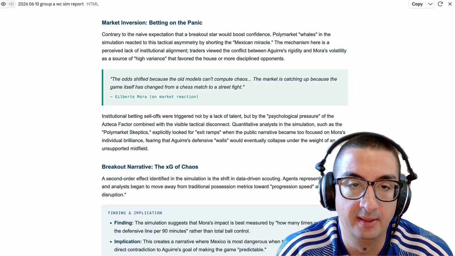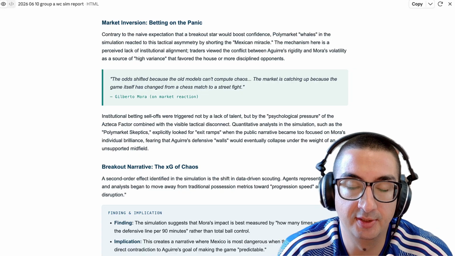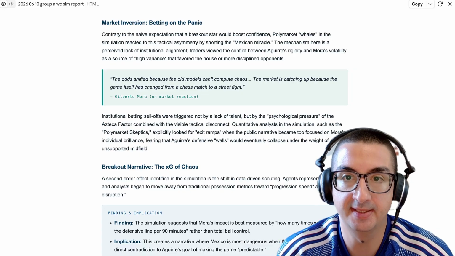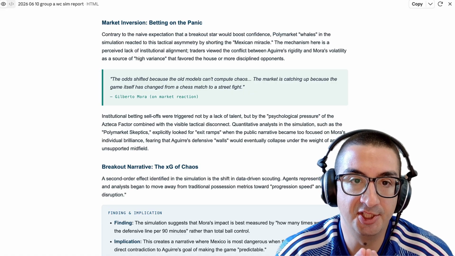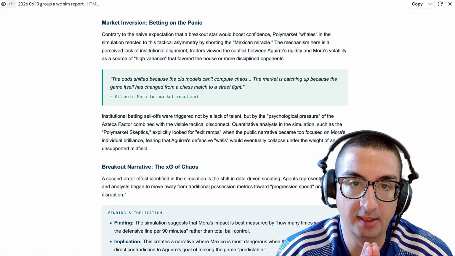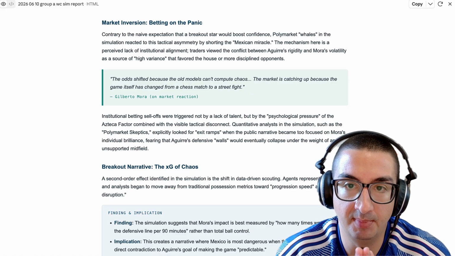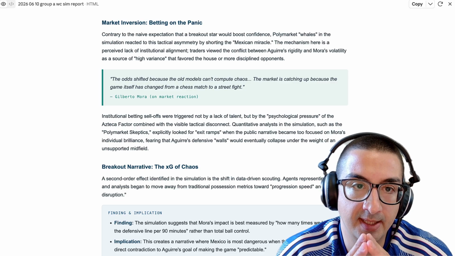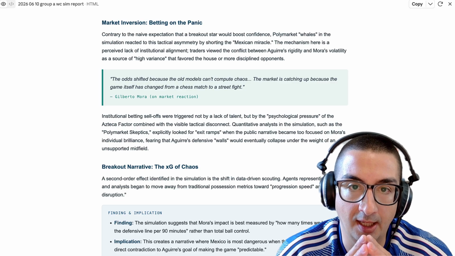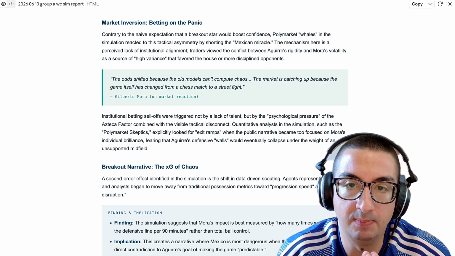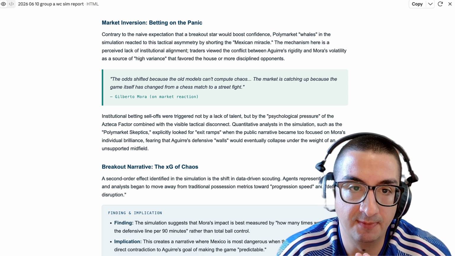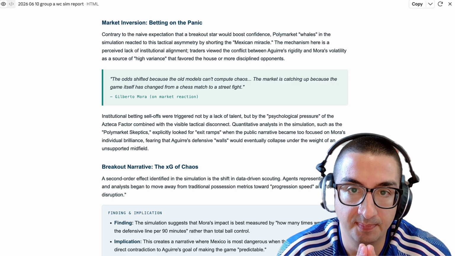Acting on the panic. Contrary to the naive expectation that a breakout star would boost confidence, Polymarket whales in the simulation reacted to this tactical asymmetry by shorting the Mexican miracle. The mechanism here is a perceived lack of institutional alignment. Traders view the conflict between Aguirre's rigidity and Mora's volatility as a source of high variance that favors the outsiders or more disciplined opponents.